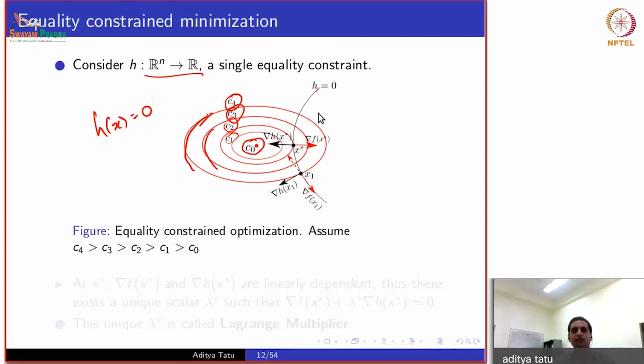So now let's try to figure out what condition the minimum point on this black curve will satisfy. If I take a look at this point x1, since this curve represents points where h is 0, in what direction would the gradient of this h point? Although I have drawn it over here, but intuitively, what does that mean?